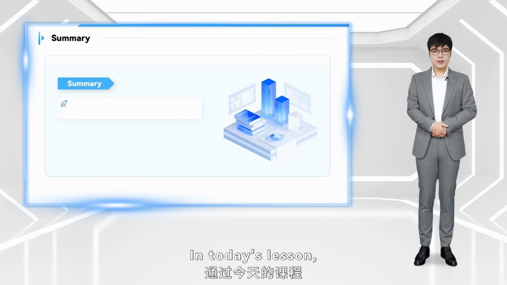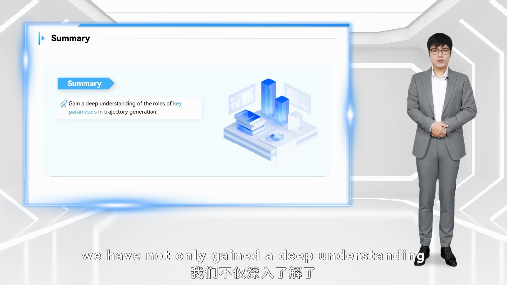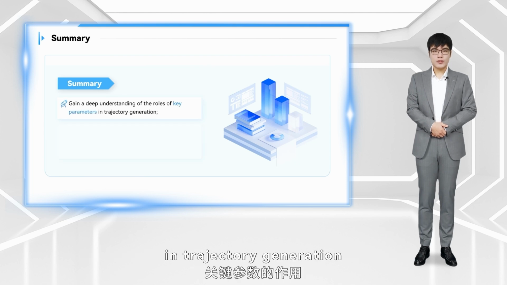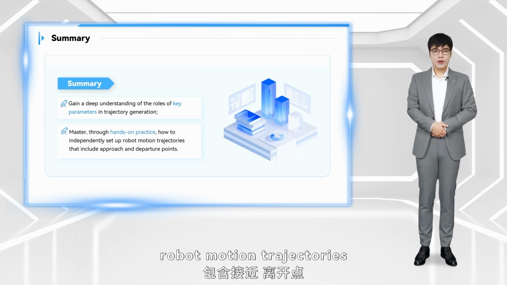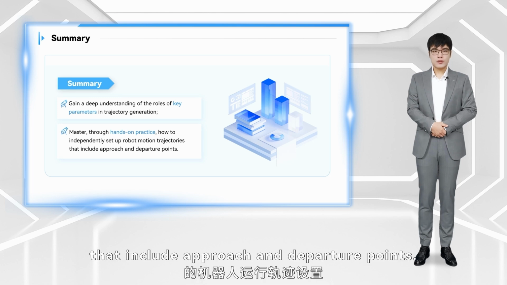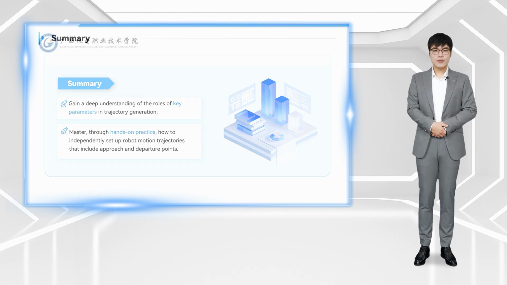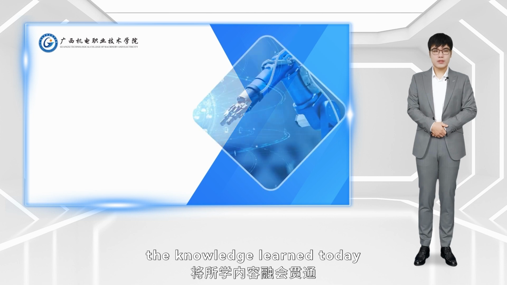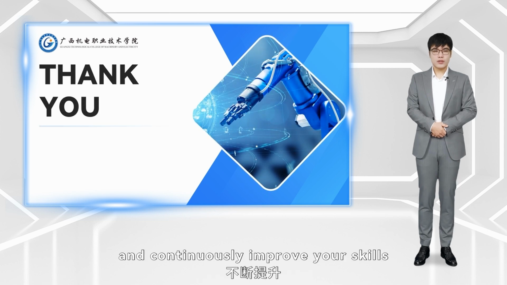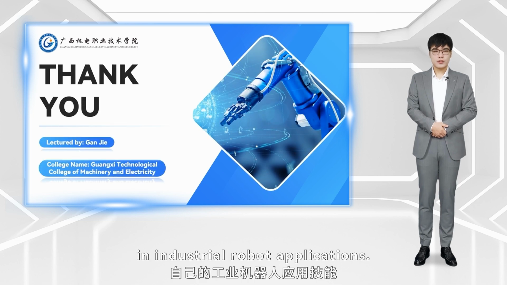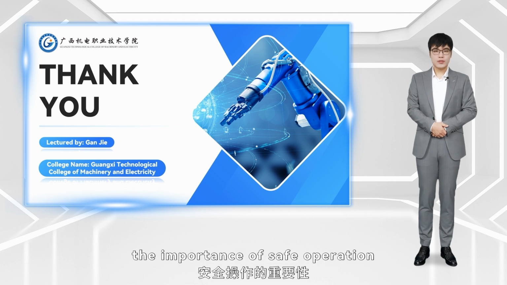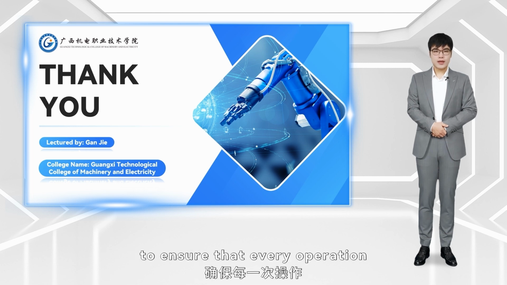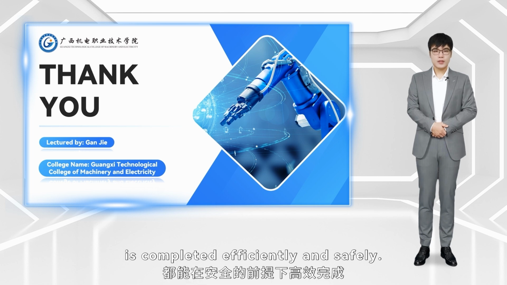In today's lesson, we have not only gained a deep understanding of the roles of key parameters in trajectory generation, but also mastered, through hands-on practice, how to independently set up robot motion trajectories that include approach and departure points. I hope you can integrate the knowledge learned today and continuously improve your skills in industrial robot applications. Also, please always keep in mind the importance of safe operation to ensure that every operation is completed efficiently and safely.